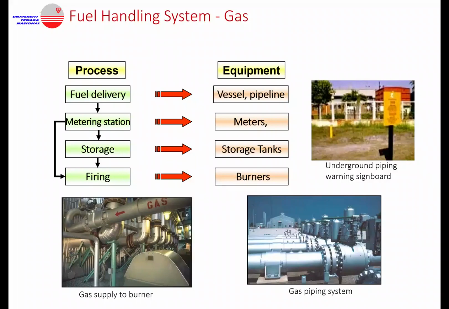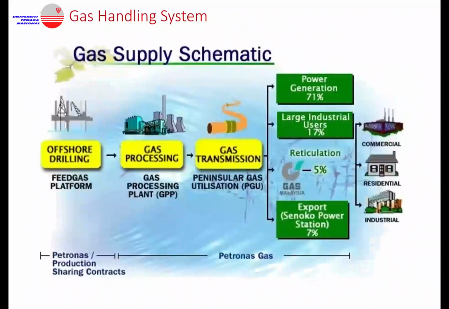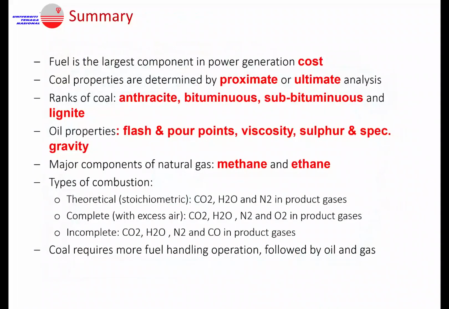You just need to open the valve, allow the gas to enter, and of course we have to meter. We have to calculate how much gas enters your premise. Okay, and then for gas we also have a storage facility in the tank, and whenever it is needed, you open the valve and the gas will flow to your boiler. As simple as that. So we have done the gas handling system. Basically we are at the end of this chapter on fuel and combustion system.